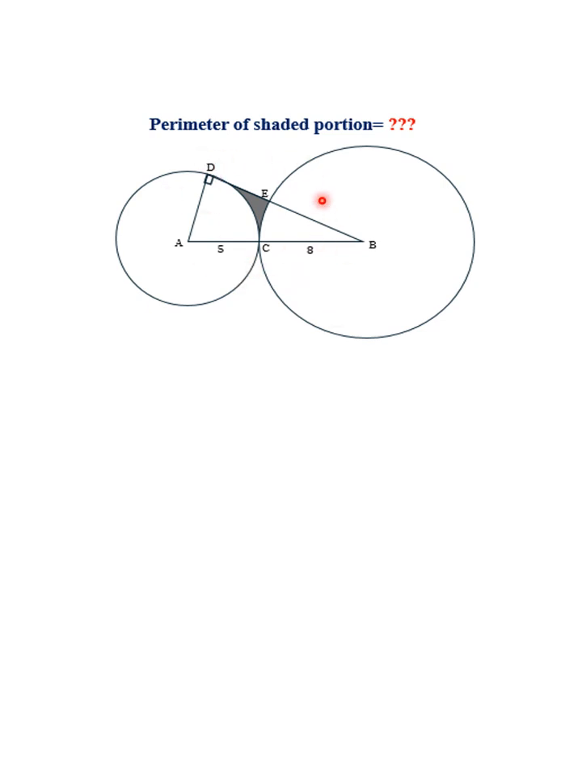Our target in this question is to find the perimeter of the shaded portion. This is the shaded portion, and we want to find the perimeter of the shaded portion.